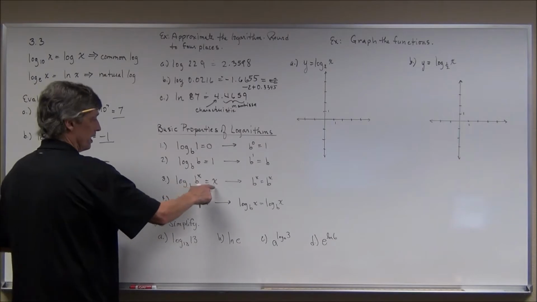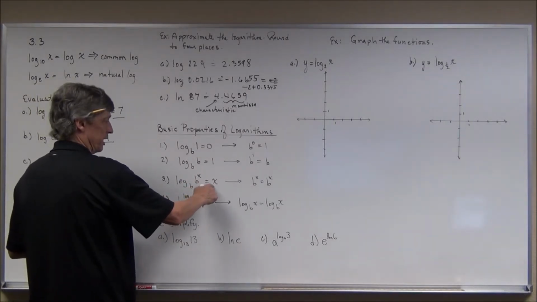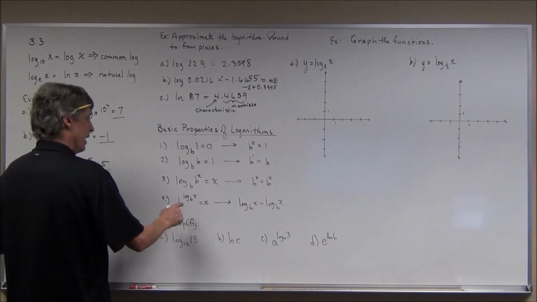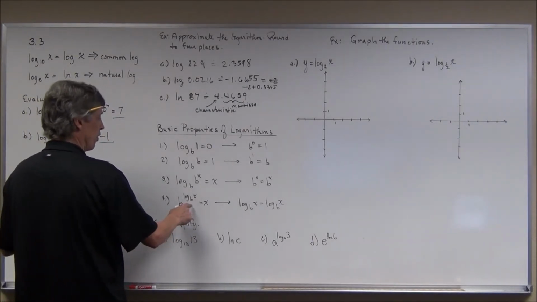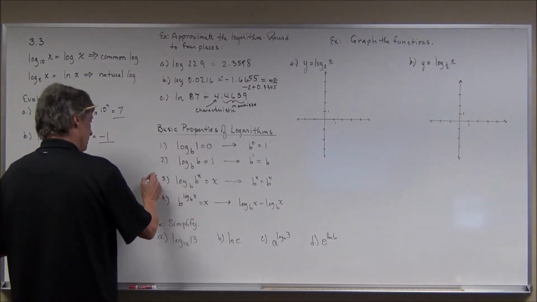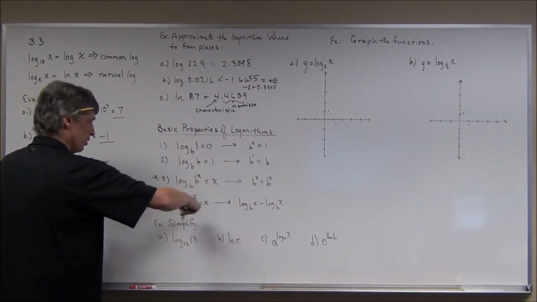Log base b of b to the x equals x. If you bring this over and change it to exponential form, you get a true statement, b to the x equals b to the x. And in this case, if we change exponential form into logarithmic form, we're also getting a true statement. This is because these two are inverse functions.